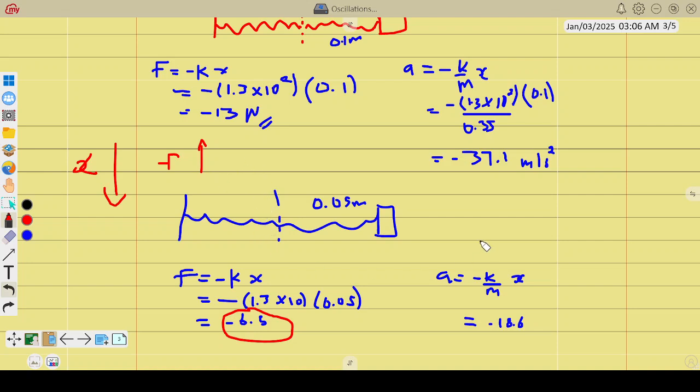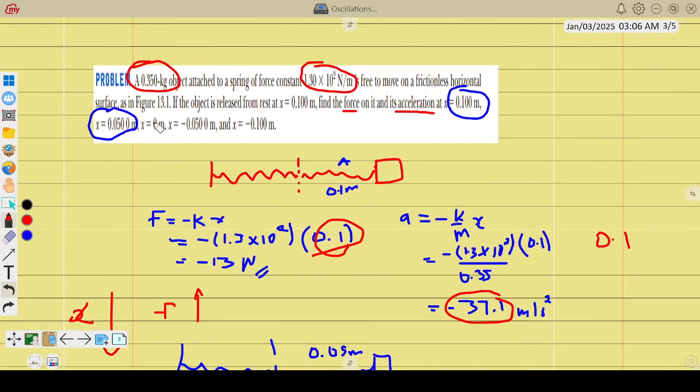And then what about the acceleration? Even the acceleration, when we reduce the displacement. When the displacement was big, when it was 0.1, the acceleration was negative 37. But when we reduced the displacement to 0.05, the acceleration became negative 18. So negative 18 is bigger. You'll be able to see this very nicely when you do the others as well.